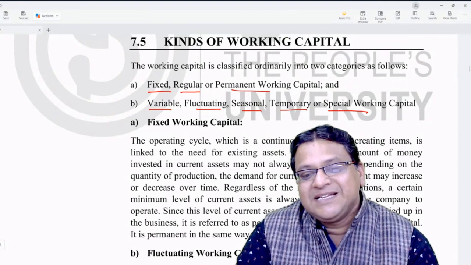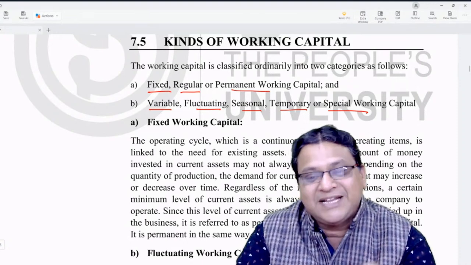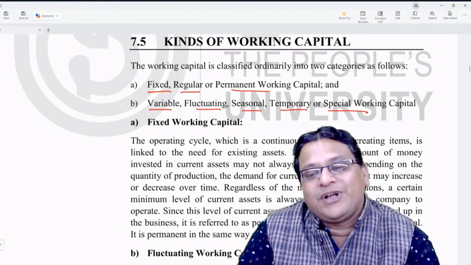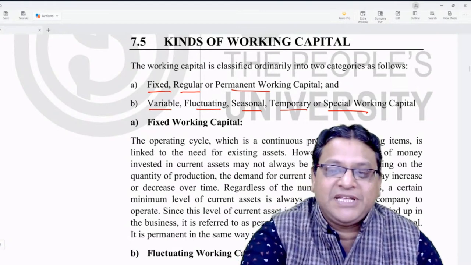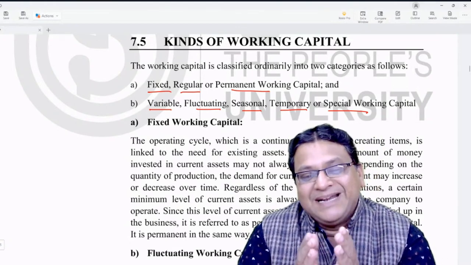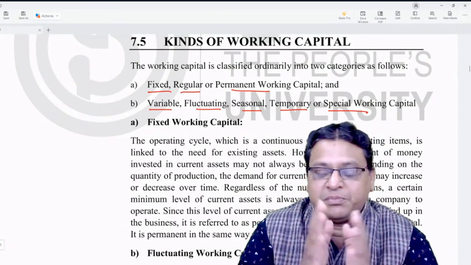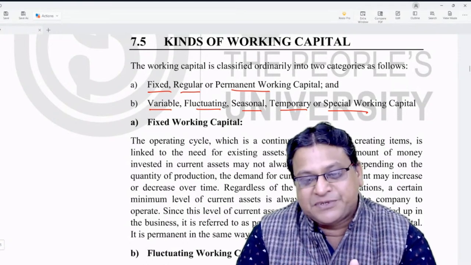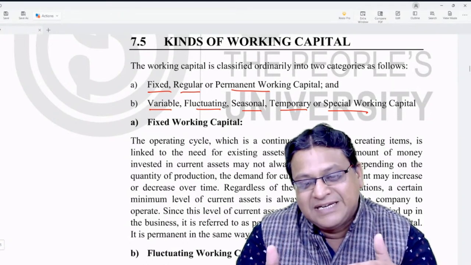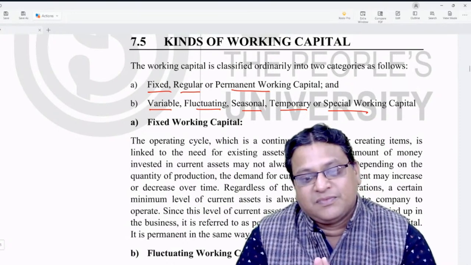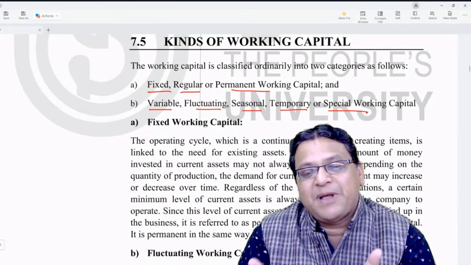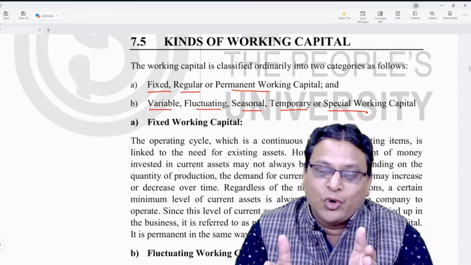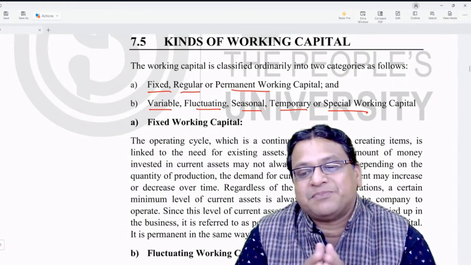So, what is fixed working capital? Fixed working capital is that minimum amount of current assets which is required to be invested in the business at all times to come. Whatever may be the sales, a businessman maintains some amount of stock in his shop. Whatever may be the sales, a businessman gives a minimum amount of credit to the customers. Whatever might be the sales, a businessman maintains some amount of cash in hand. That minimum amount is always blocked in the current assets of the business.